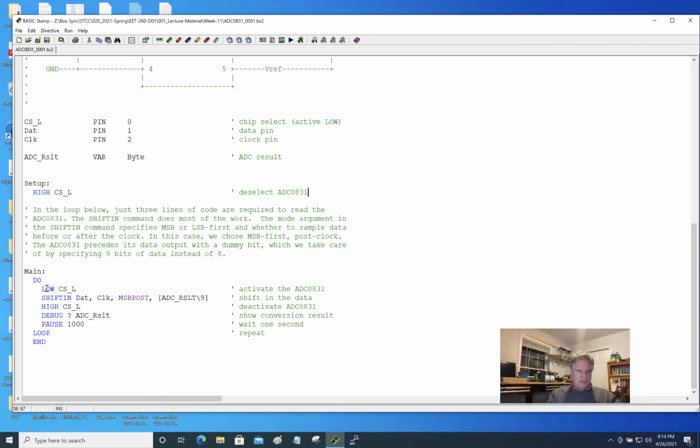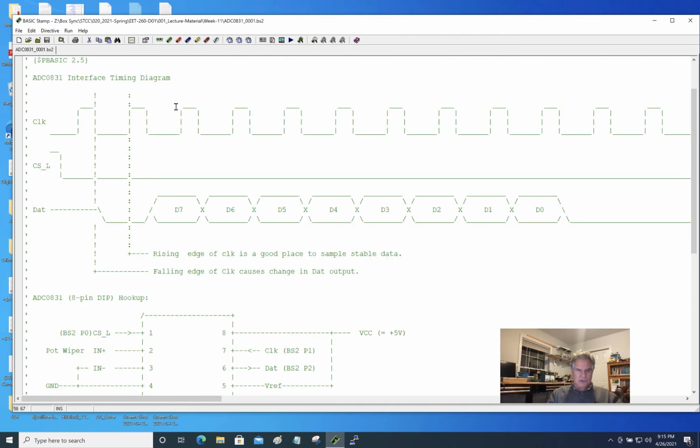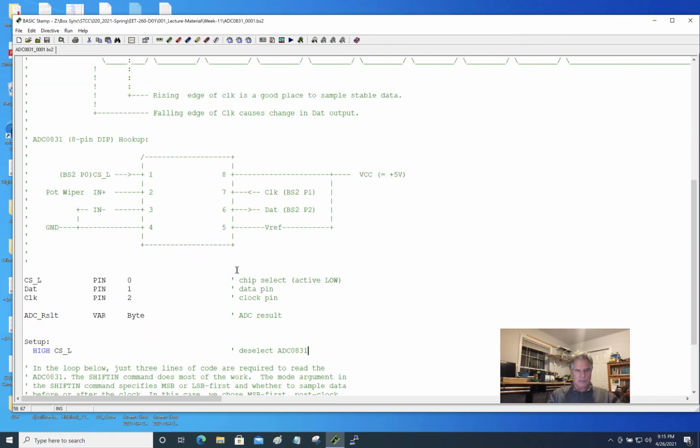So what do you do in this main program? You drive the chip select low. That activates the ADC 0831. Then you perform this shift in instruction using the DAT line for data coming back, the clock line to drive a clock. MSB post is just some Parallax's way of saying they want to sample the data somewhere after the falling clock edge and before the rising edge, and the MSB is the first bit. So instead of D0, D1, D2, it's D7 is first, MSB is first.